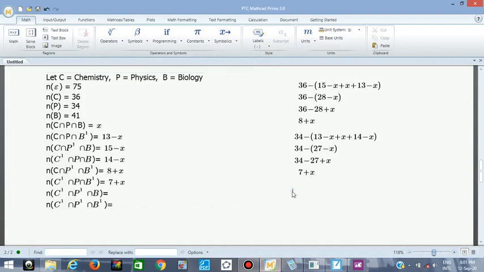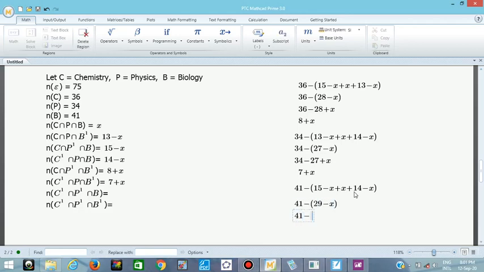It's going to be 41 minus, then you open your bracket, you have your 15 minus x plus x plus 14 minus x. Then you now have 41 minus, when you open your bracket, 15 plus 14, I think this is going to give us 29. Then x minus x is 0, leaving minus x. Then if you go to your next step, you have 41 minus 29, then plus x. When you open the bracket, minus and minus is plus. Then finally 41 minus 29 plus x.